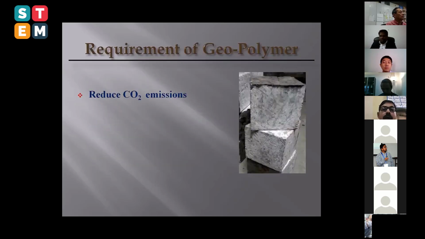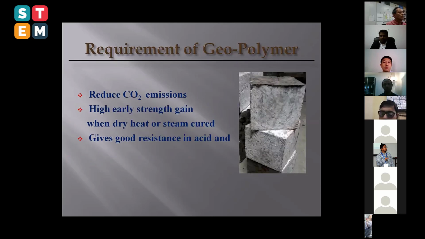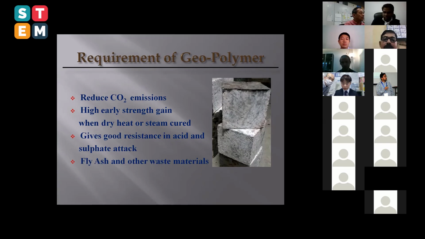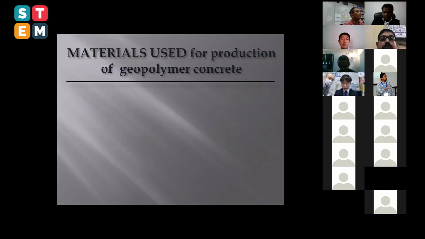So why is geopolymer concrete required? To reduce the carbon dioxide emission, to get high early strength when dry heat or steam curing is necessary, and it gives good resistance to alkali and sulfate attack. Fly ash and other waste materials can be utilized fruitfully for the production of concrete.